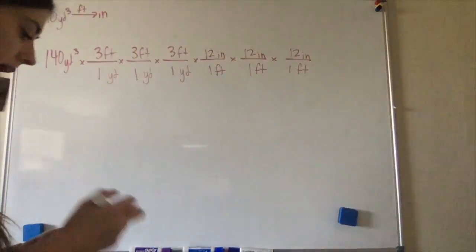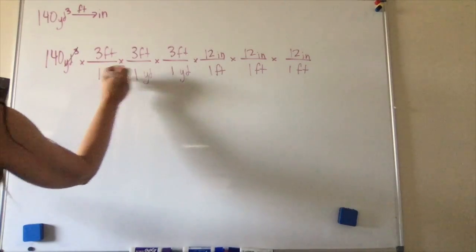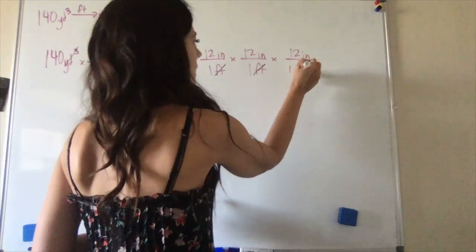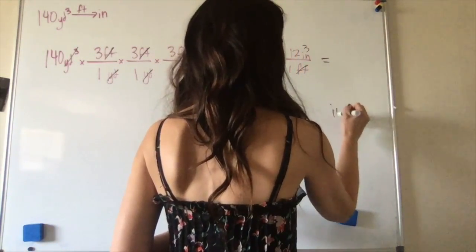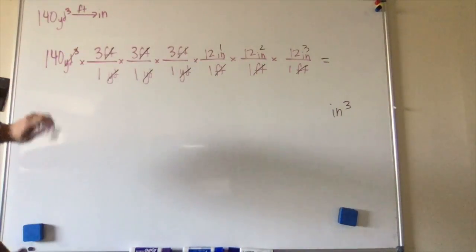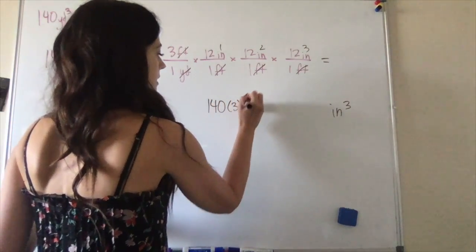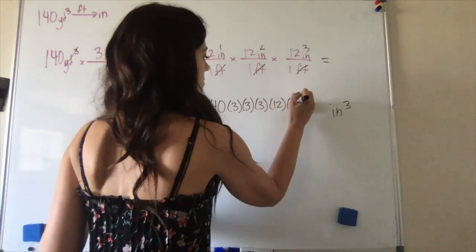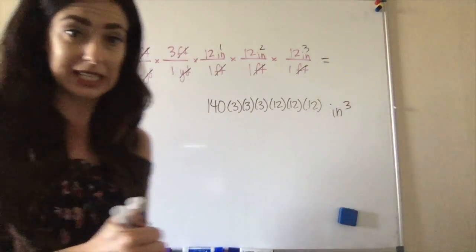Now we're going to cancel out our units. We have 3 yards, cancel 3 yards, 3 feet, cancel 3 feet, and we're left with 1, 2, 3 inches. So we're going to get inches cubed as our unit, and that's what they're asking us for. Now, we have 140 times 3 times 3 times 3 times 12 times 12 times 12 inches cubed. That's as far as the book takes it.